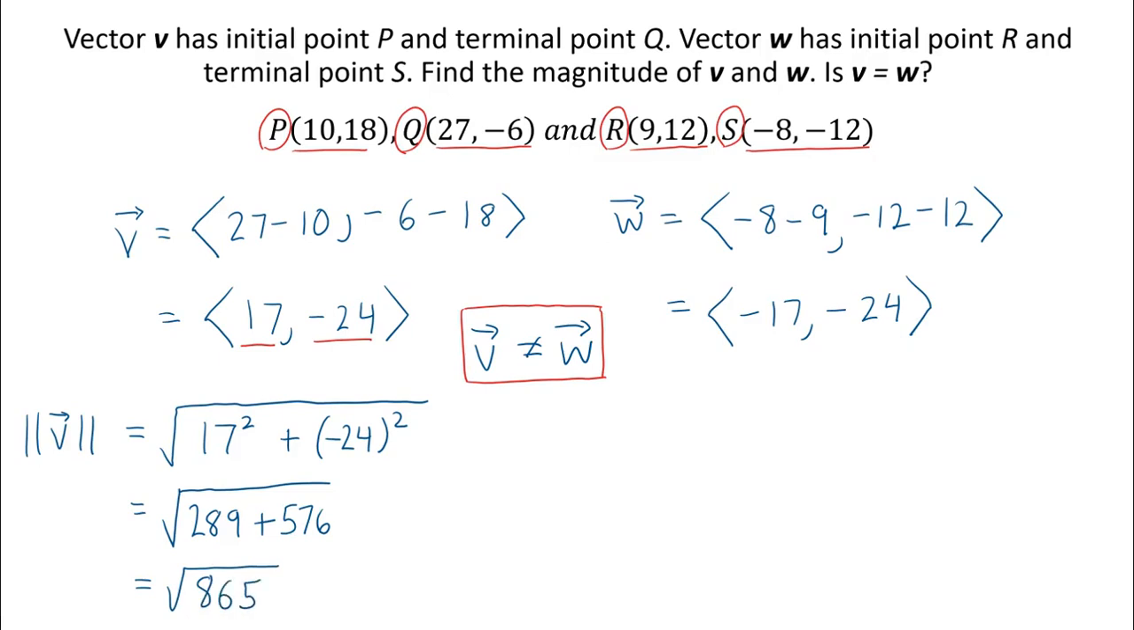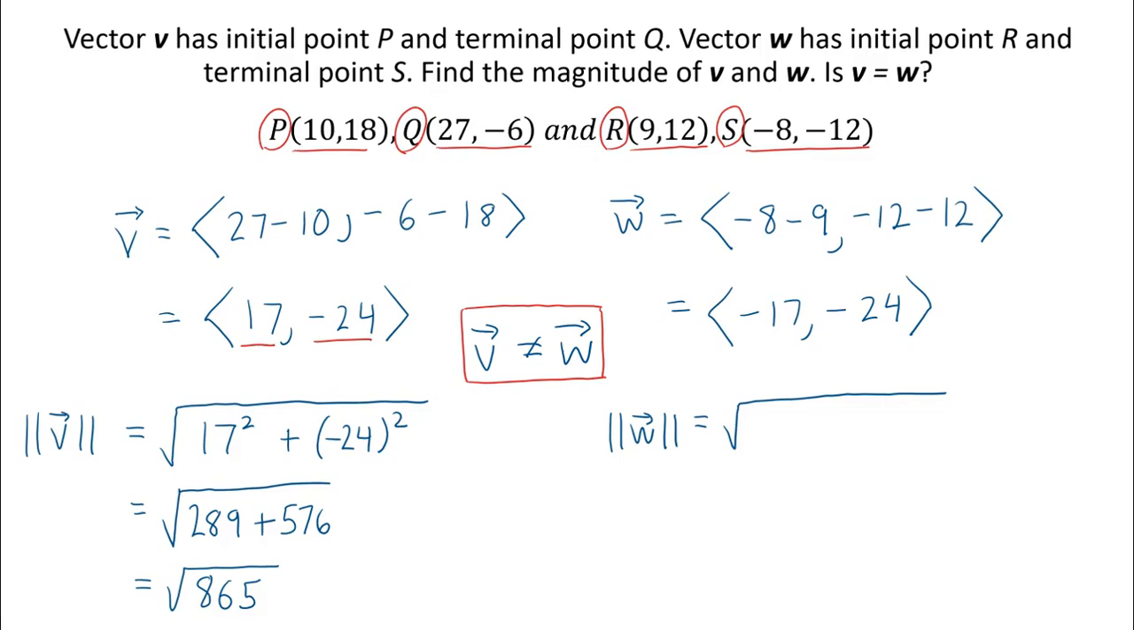For the purposes of this exercise, we don't necessarily have to simplify that radical, because we really just want to see if v and w have the same magnitude. All right, so let's find the magnitude of w.